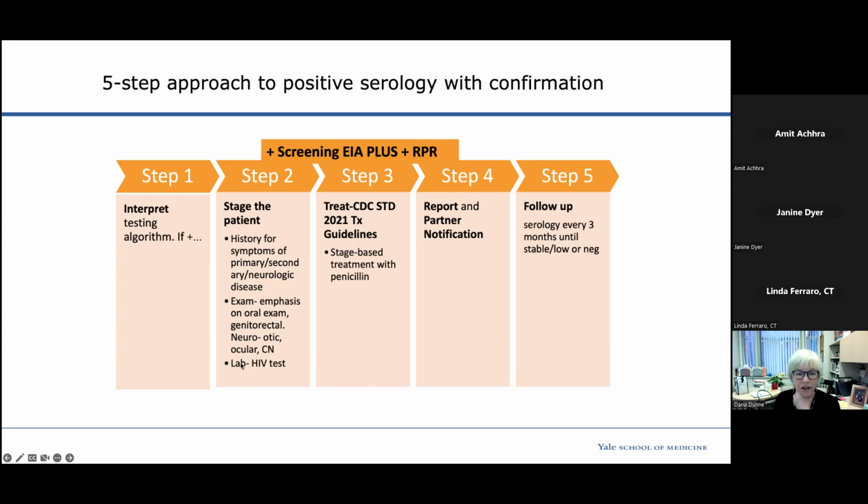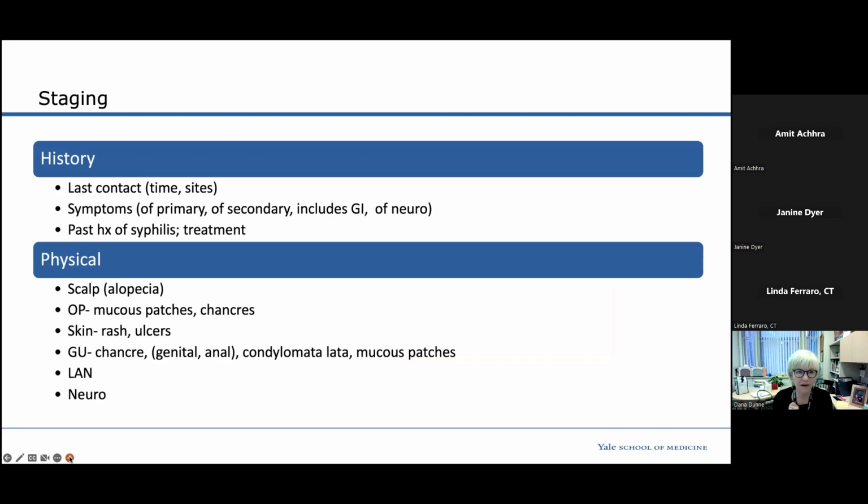You want to make sure you're testing everybody for HIV, and then you're going to treat them based on the treatment guidelines. And that, as I'll show you in the next slide, is either that you're treating them for early syphilis, which is primary, secondary, or within that first year, or that they've had it for unknown duration or more than a year, and that's a different treatment. And then don't forget about partner notification, and then I have a quick slide on follow-up.